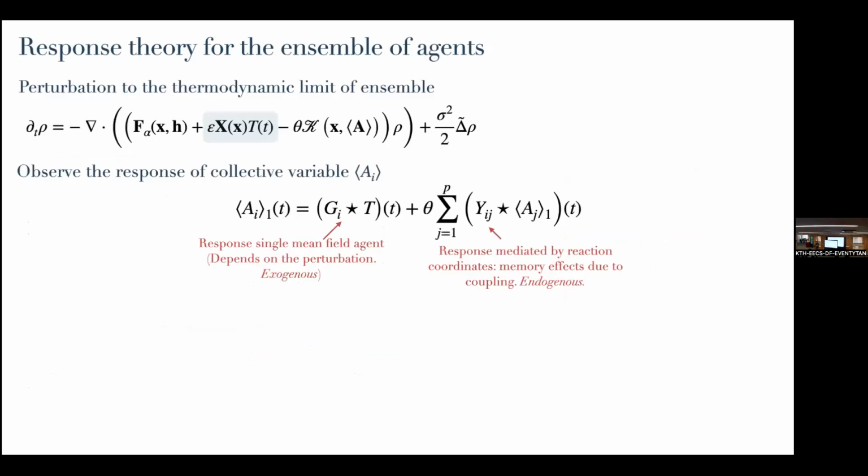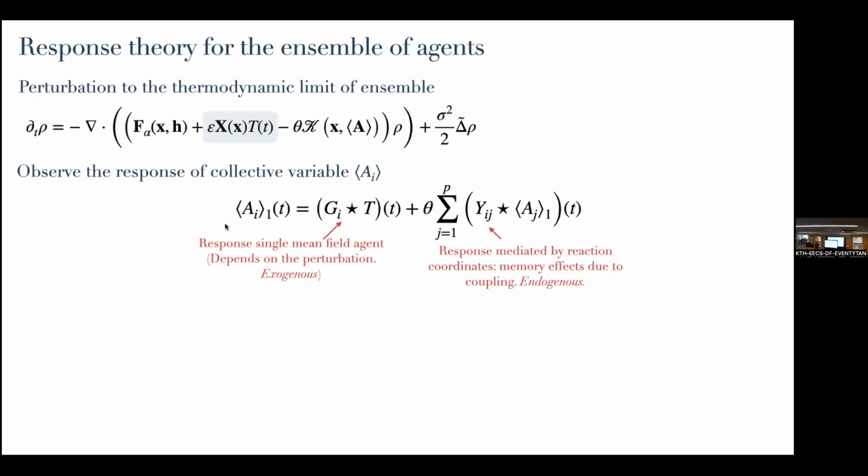So basically, I won't redo the whole linear response theory for this system, but the idea is that you have your system of agents, you apply a perturbation, and you observe the response of some variable. And of course, here the natural variables that you want to observe are these collective variables that we defined before.